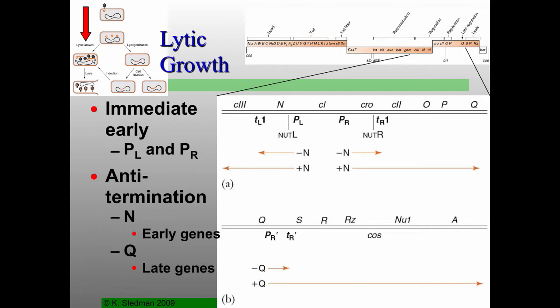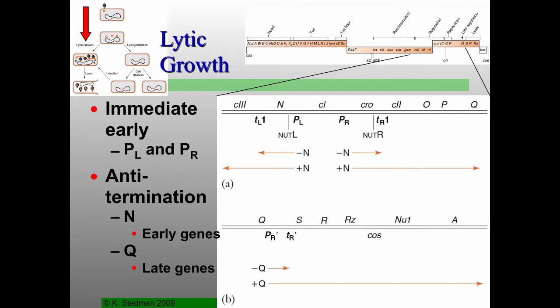So as soon as you have infection that takes place, you will have transcription that takes place from PL and from PR. Once that happens, you'll make here the N protein, and you'll make the CRO protein. You're not actually making the C1 protein at this point. So with this N protein, now you've made the N protein, it will allow read through this terminator and this terminator. And again, these are transcriptional terminators. So in the absence of N, the RNA polymerase stops there, and then nothing else happens. But you're making the N protein, again, as soon as you have infection.